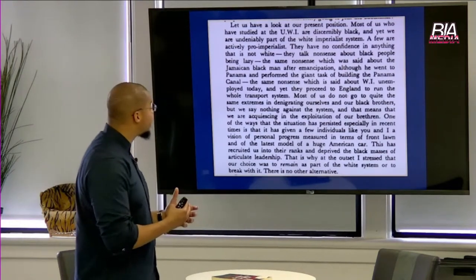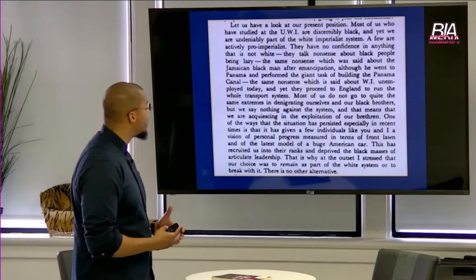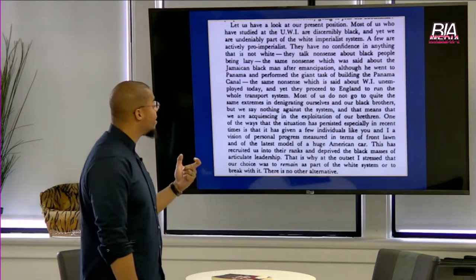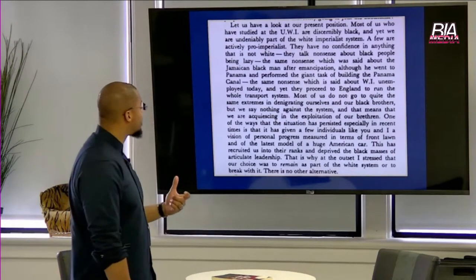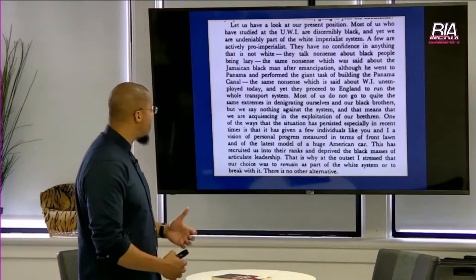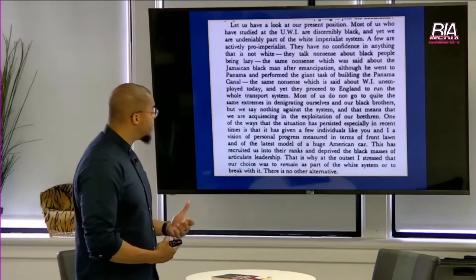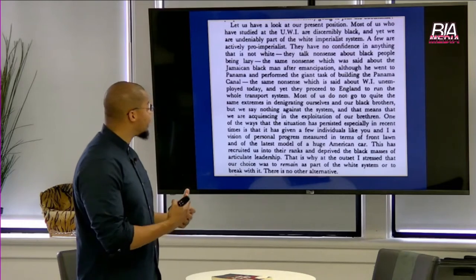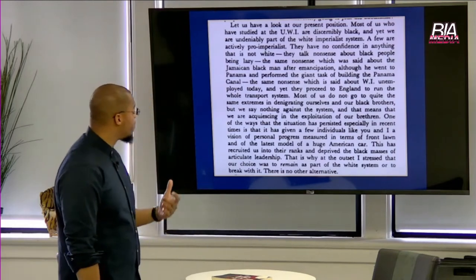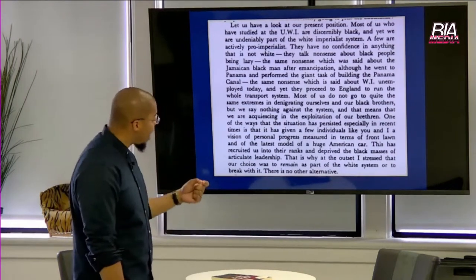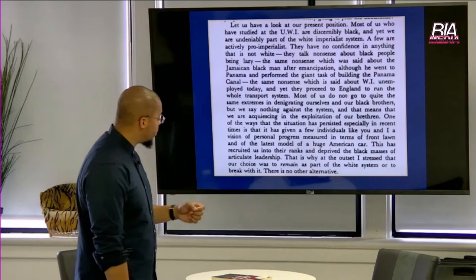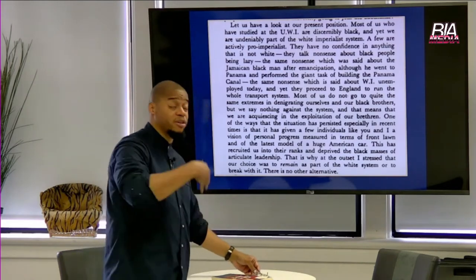Most of us do not go to quite the same extremes in denigrating ourselves and our black brothers, but we say nothing against the system. And that means that we are acquiescing in the exploitation of our brethren. One of the ways that the situation has persisted, especially in recent times, is that it has given a few individuals like you and I a vision of personal progress measured in terms of front lawns and of the latest model of a huge American car. This has recruited us into their ranks and deprived the black masses of articulate leadership. That is why, at the outset, I stressed that our choice was to remain as a part of the white system or to break with it. There's no other alternative. And when you talk about the white system, you talk about the white capitalist system.